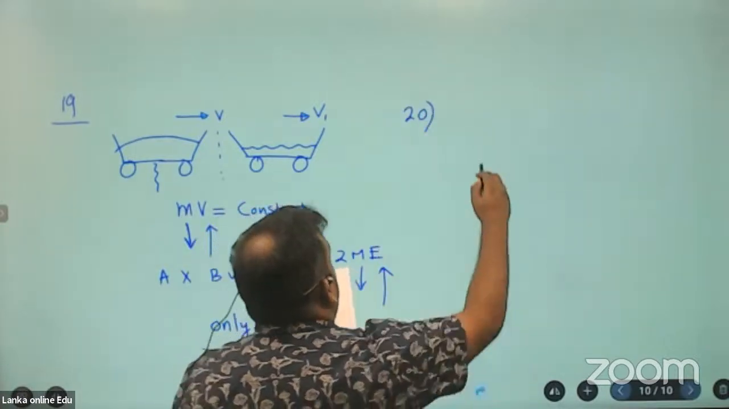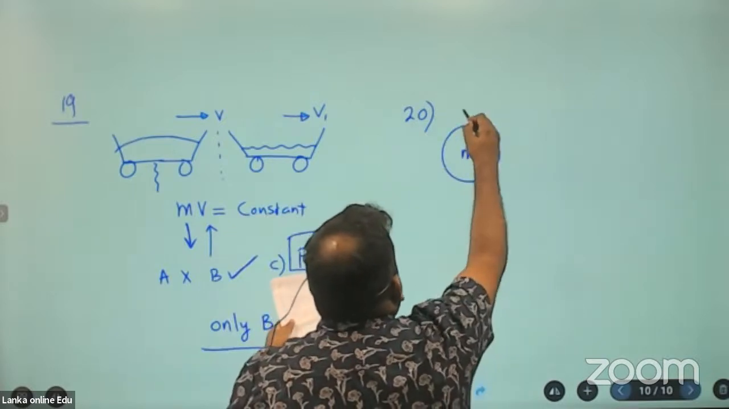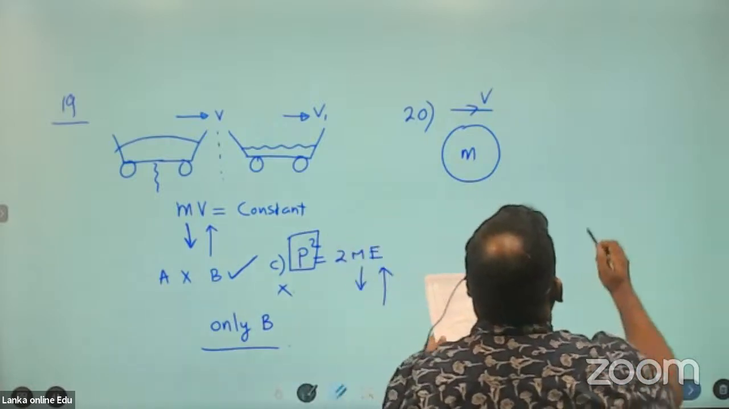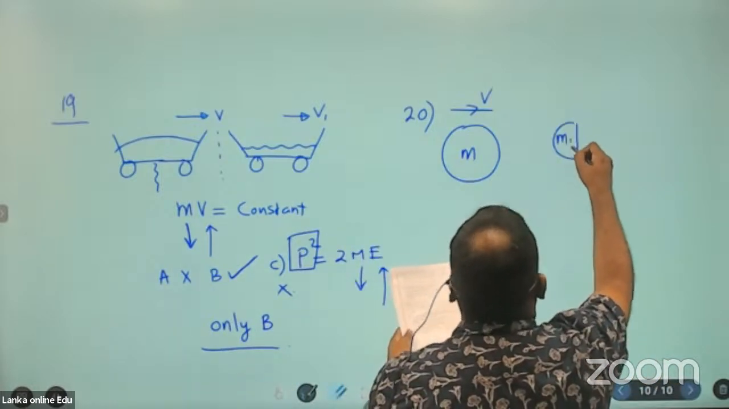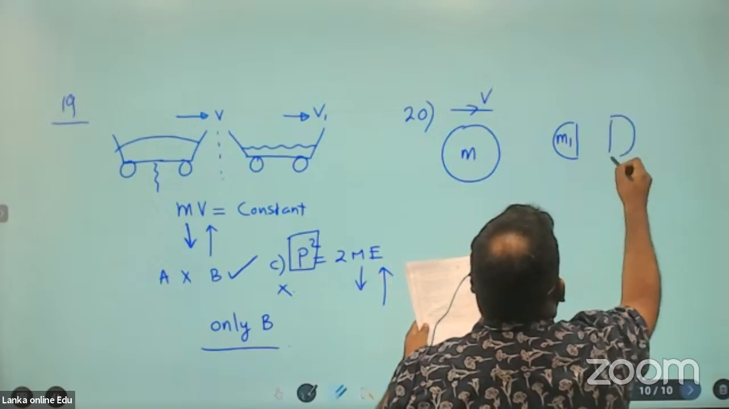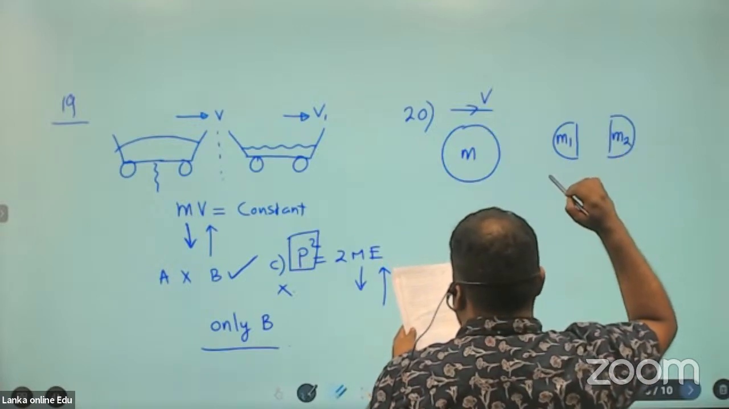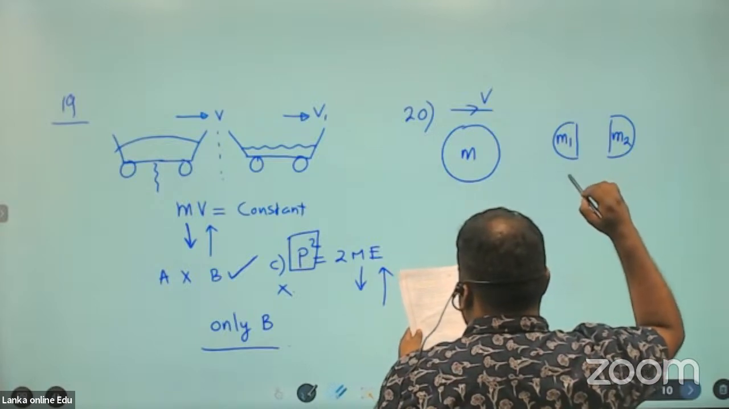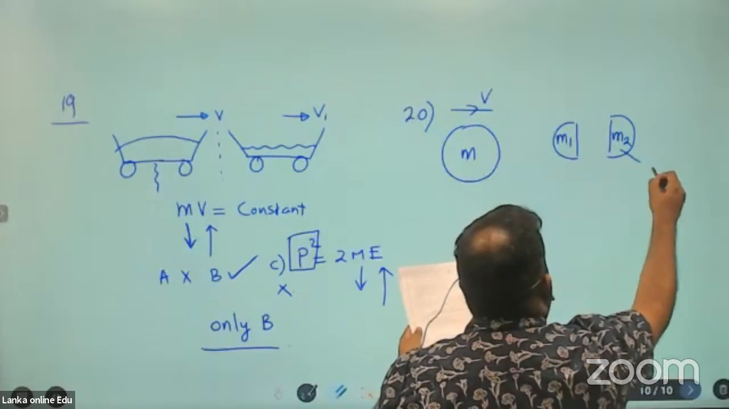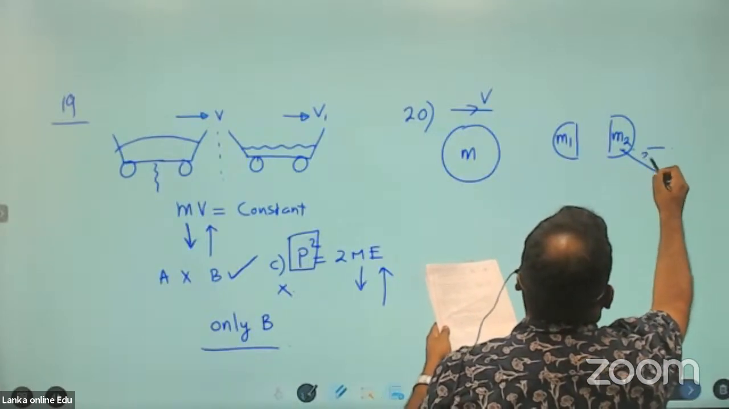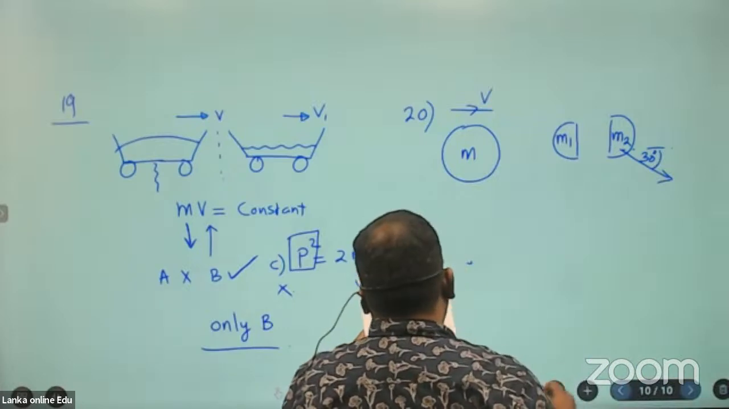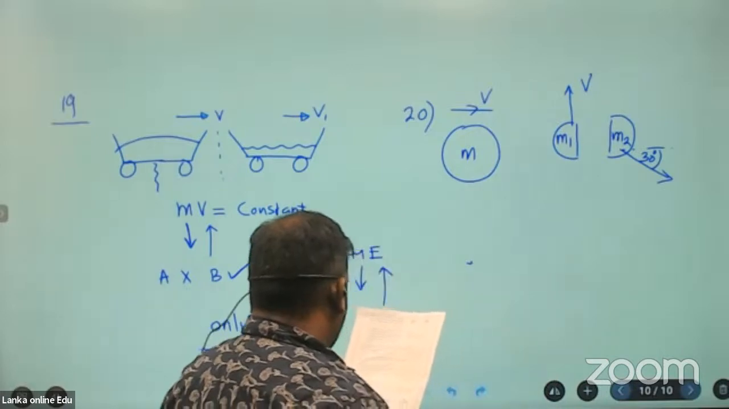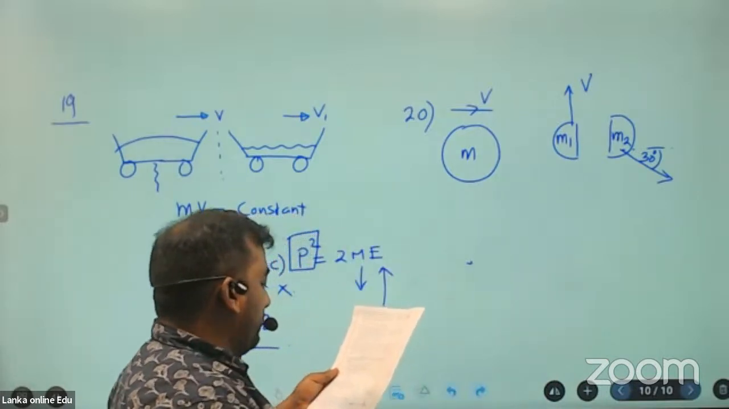A mass m moving with velocity v explodes into two parts. One has a mass m1 and the other has a mass m2. The direction there is 30 degrees. This is vertically upwards v. Right. What's the ratio m2 over m1?